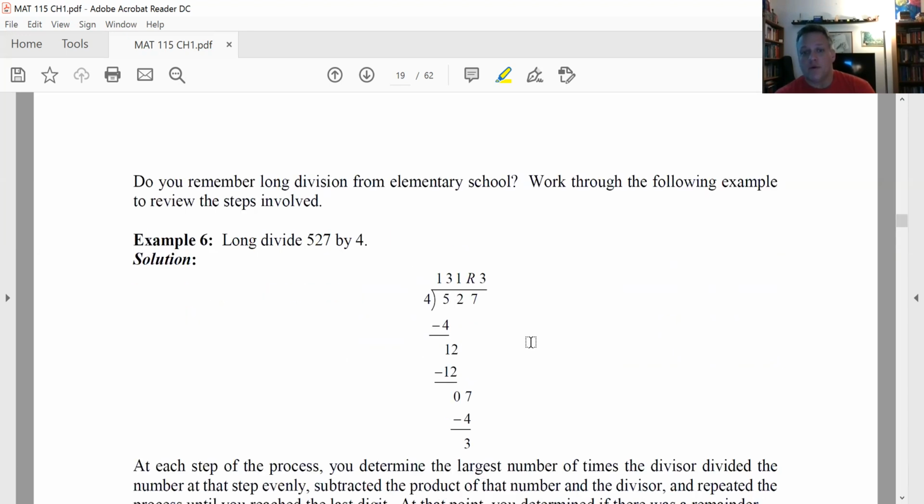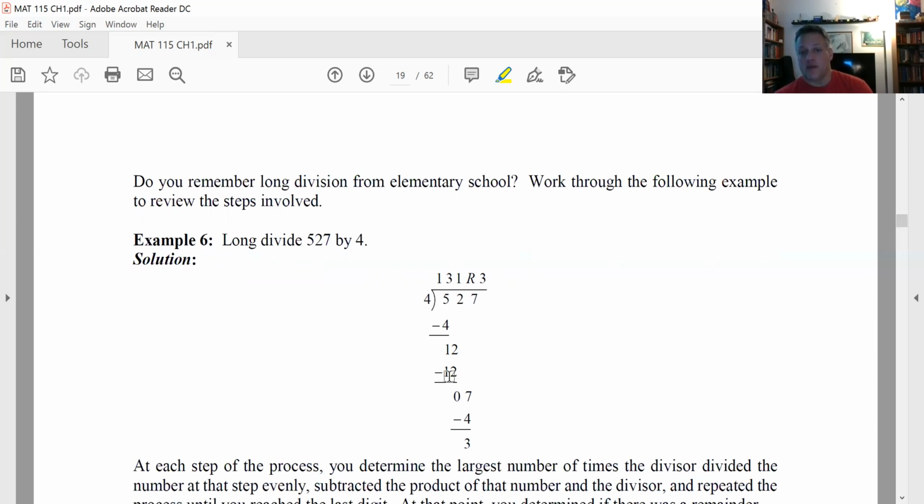What you learn to do, I think in 4th grade, if I'm not mistaken, is you start from the left and you take the divisor and ask how many times does that guy go into the 5 evenly? And here you'd say once. You put the 1 up there, you multiply the 1 times the 4, and then you subtract that from the 5. That gives you 1, and then you bring down the next guy and do the whole thing again. How many times does 4 go evenly into 12? Well, the answer is 3.